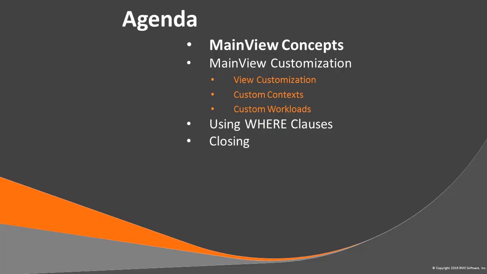Here's the agenda for this session, which is divided into 3 parts. We'll begin with a discussion of MainView concepts and select functions. That's this section, Part 1. Part 2 will involve customizing views in MainView, as well as how to define custom contexts. There'll also be an example of defining a custom workload. Finally, in the third part, we'll cover defining hyperlinks and using where clauses to meet the needs of your environment.